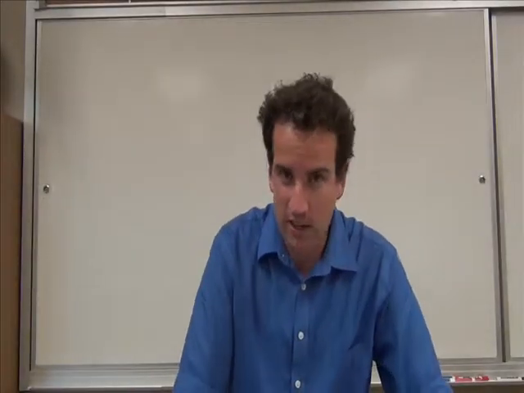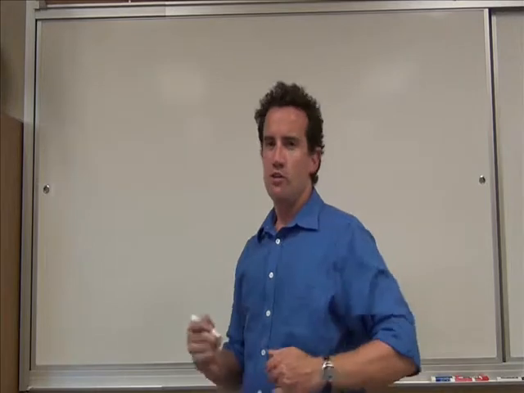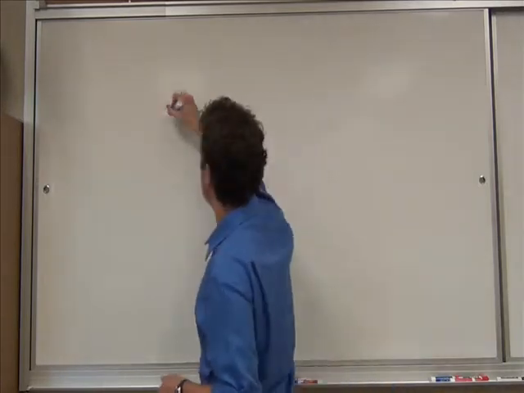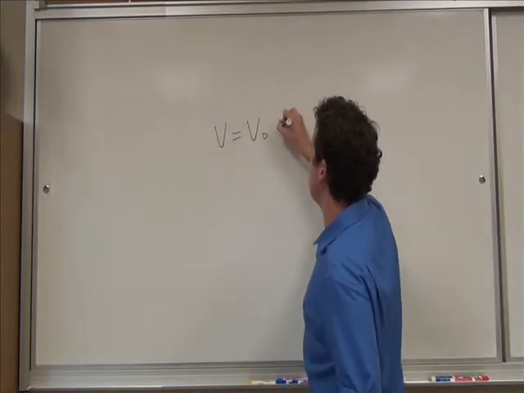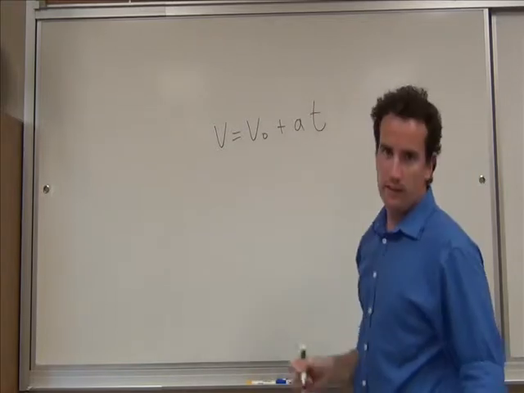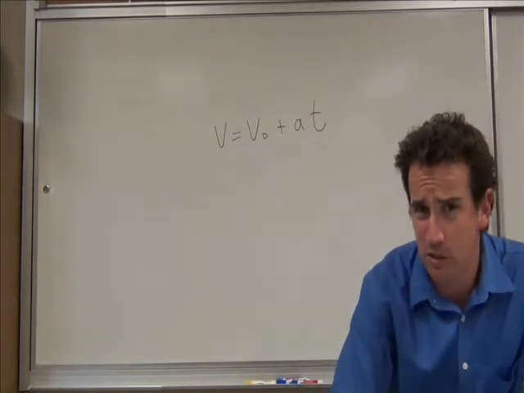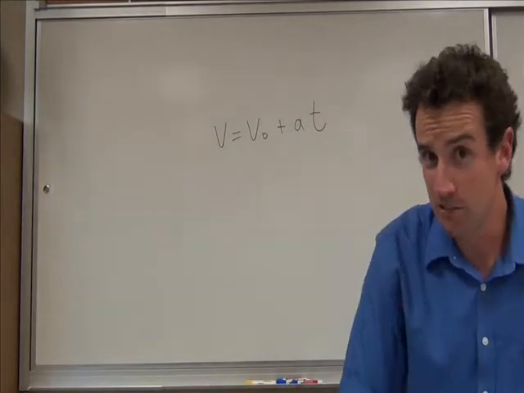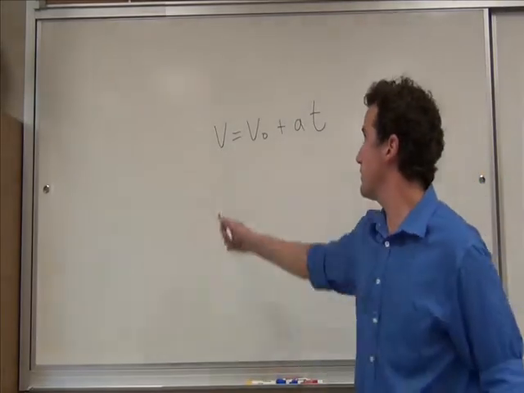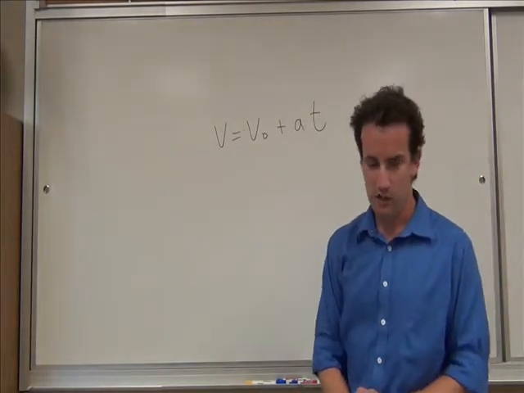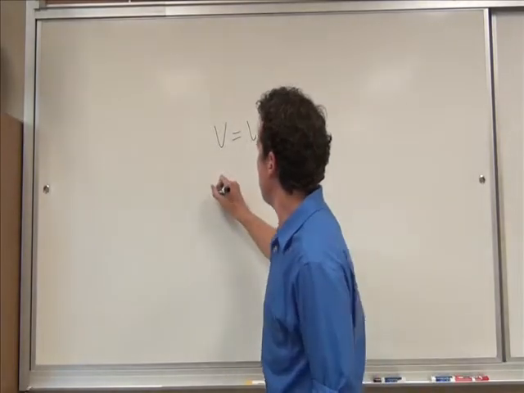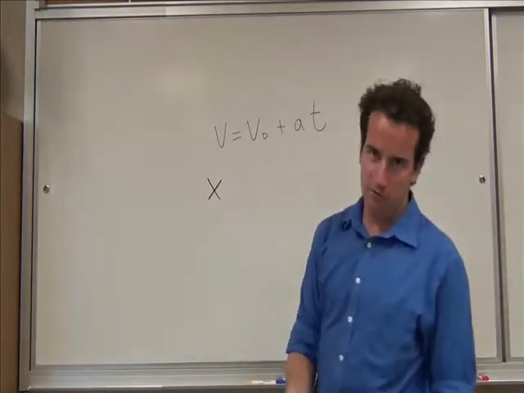Velocity and acceleration and distance graphs. You should already be familiar with the formula v equals v0 plus at. That is, the velocity is equal to the initial velocity plus the acceleration times time. You could consider it the definition of acceleration. You should also be familiar with x as the symbol for distance.